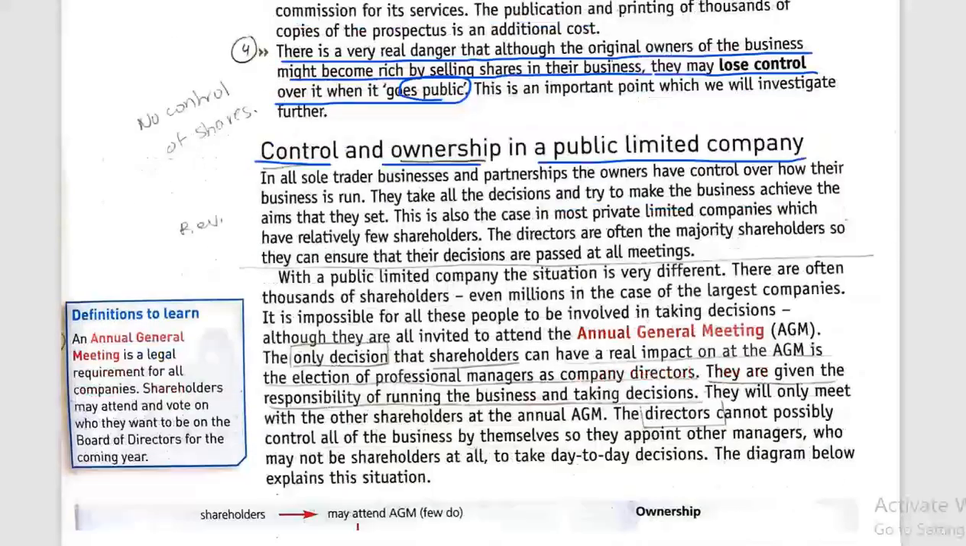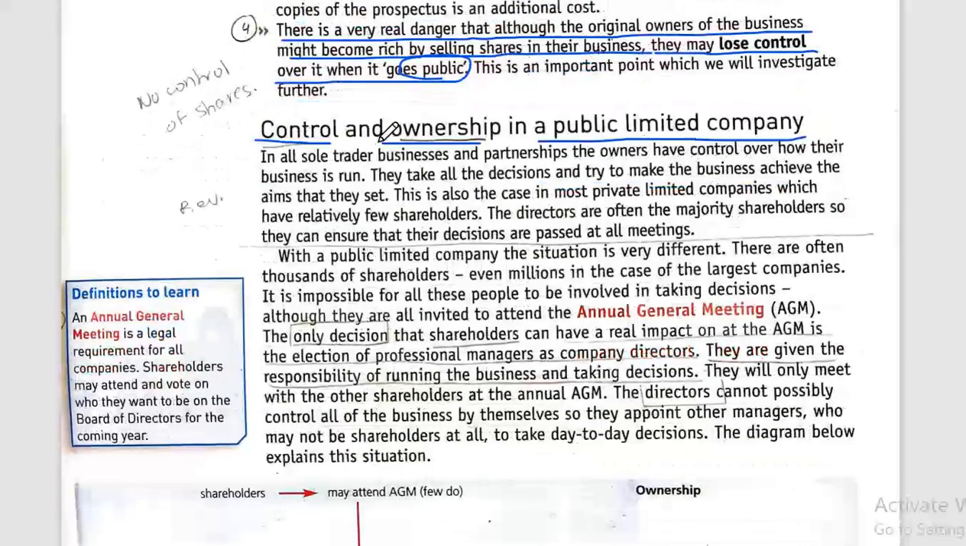In the sole trader and the partnership, the owners have control over how their business is run. They take all the decisions and try to make the business achieve the aims that they set. This is also the case in most private limited companies, which have relatively few shareholders. But when we are talking about the public limited companies, we have large amounts of shareholders. In private limited companies, the directors are often the majority of shareholders, so they can ensure that their decisions are passed at the meeting.